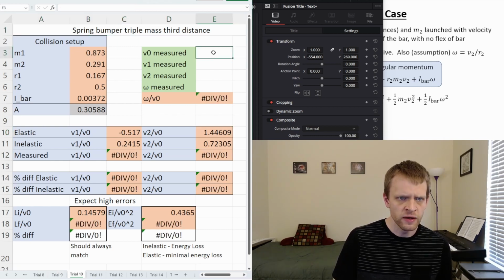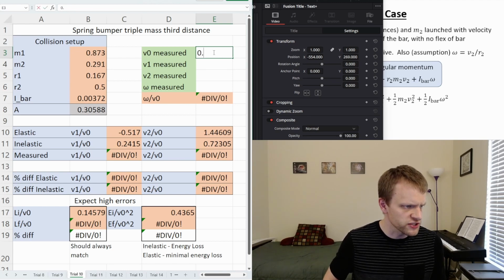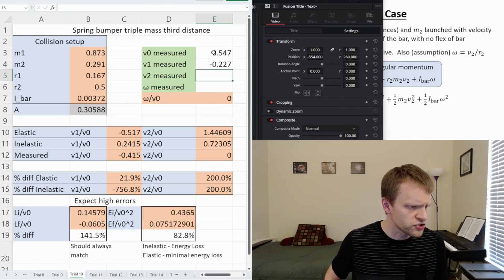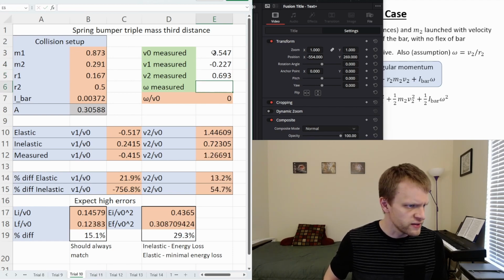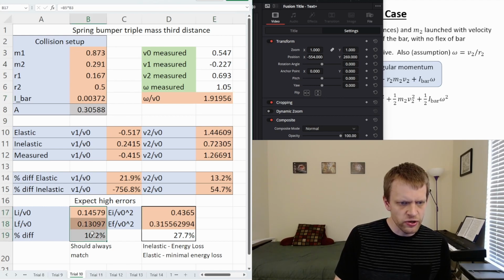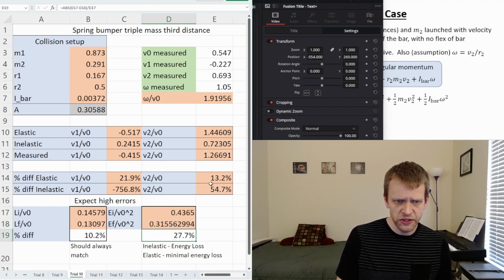Trial number 10, also using the spring bumper. This one, the initial velocity was 0.547. After, cart 1 had a velocity of negative 0.227. Cart 2 had a velocity of 0.693, and the angular velocity is 1.05. Well, this one seems to be the highest error yet. The angular momentum is off by about 10%, but we're still getting a similar value for the energy, so a little bit of energy loss. And again, our measured velocity ratios are inside of the expected ranges, again both closer to the elastic cases.